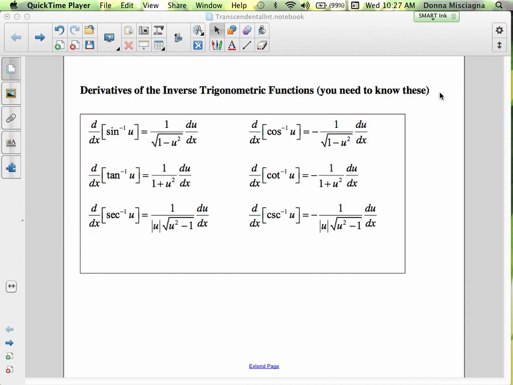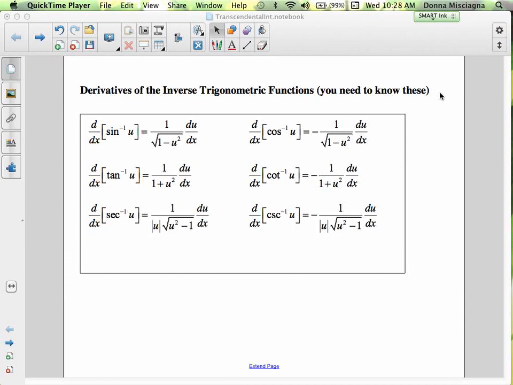that the derivative of arcsine and the derivative of arccos are the same thing except for the sign. Likewise, the derivative of arctan u and the derivative of arccotangent u are the same except for the sign. And the derivative of arcsecant u and the derivative of arccosecant u are the same except for the sign. Right? So the derivatives of arcsine u, arctan u, and arcsecant u are positive. The derivatives of arccos u, arccotangent u, and arccosecant u are negative, right? But otherwise, they're exactly the same, right?